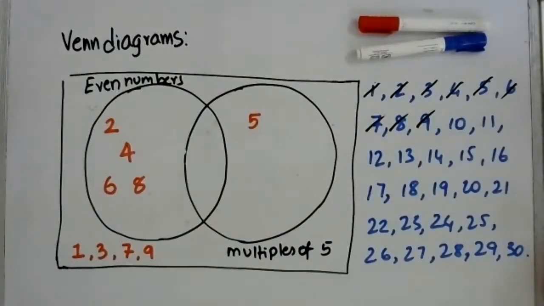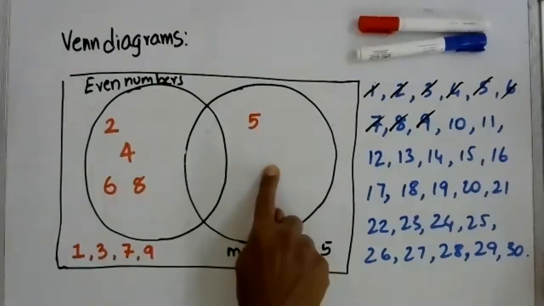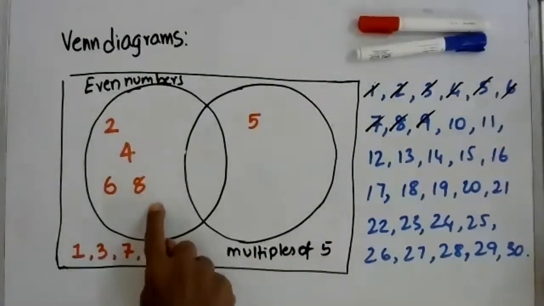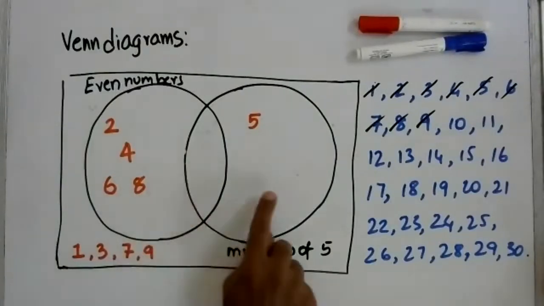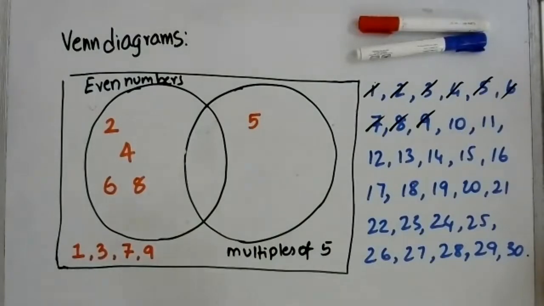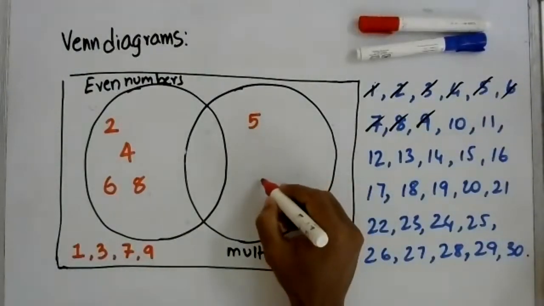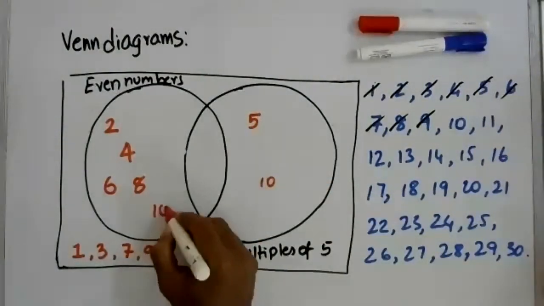So 10 is a funny one, because 10 is a multiple of 5, so it can go here, but it is also an even number, so it can also go over here. If a number fits into both categories, then where do we put it? Shall we put it 2 times? Shall we put it over here and over here?